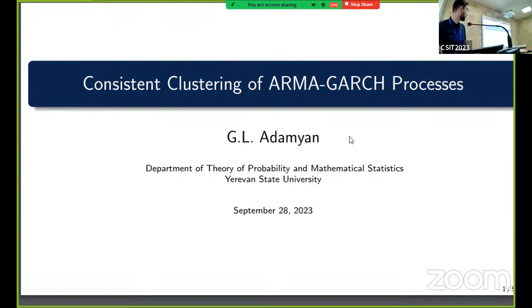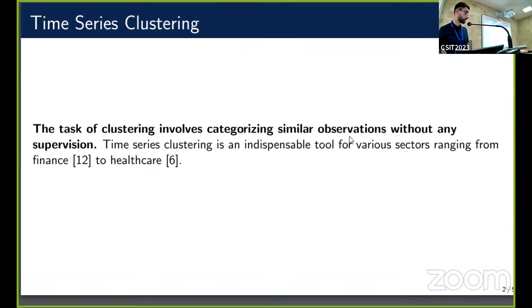Thank you. I want to present our work titled Consistent Clustering of Armagarch Processes. Clustering in general is the task of machine learning to categorize similar observations without any supervision. And time series clustering is the task when the considered objects are time series samples.